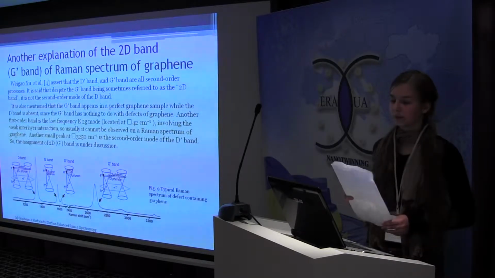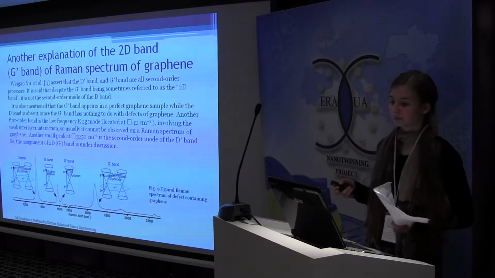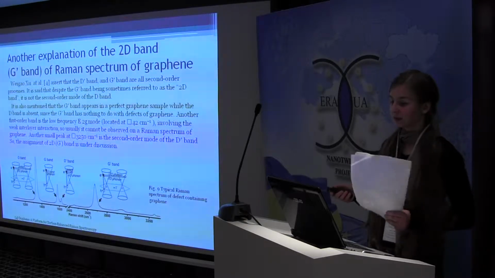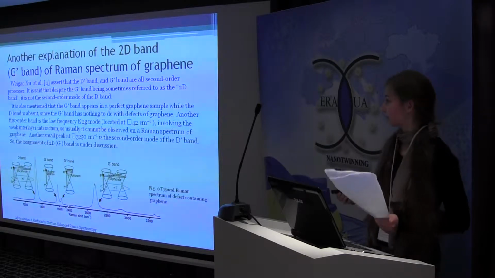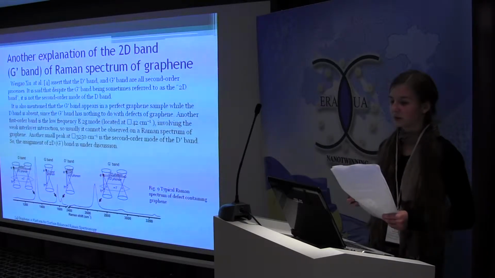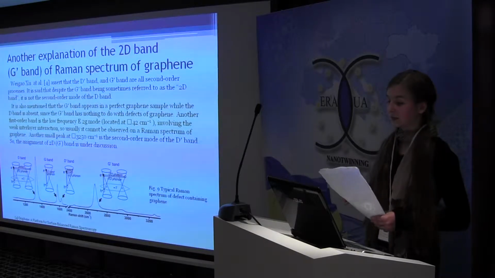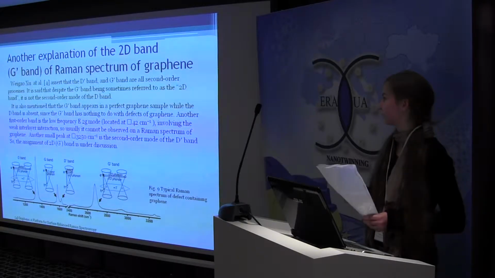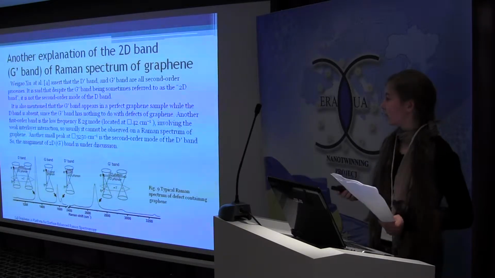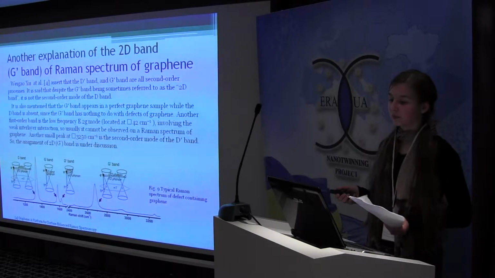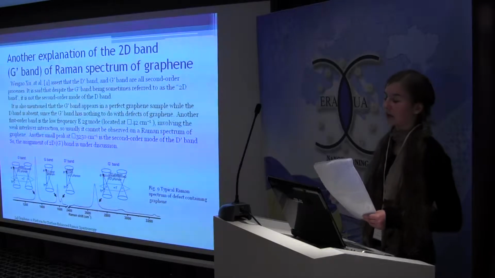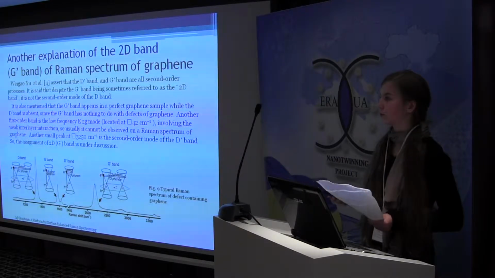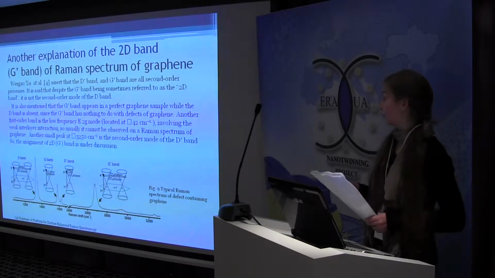Another explanation of the 2D band or G prime band: some scientists assert that the G prime and D prime bands are all second-order processes. It is said that despite the G prime band sometimes being referred to as the 2D band, it is not the second-order mode of the D band. It is also mentioned that the G prime band appears in a perfect graphene sample, while the D band is absent, since the G prime band has nothing to do with defects of graphene.